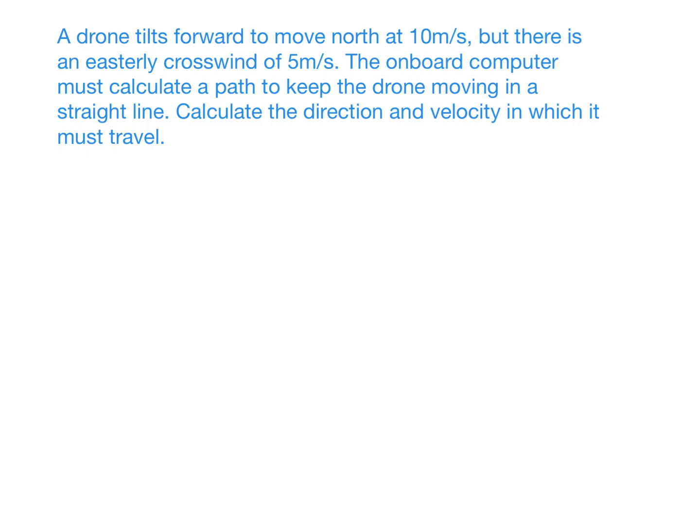In other words, what must the computer tell the drone to do in order that it does move north at 10 meters per second. So let's again start with a diagram. This is how the drone wants to move, or we want the drone to move. We want it to move 10 meters per second in this direction. So this will be represented by the vector 10j. Now, an easterly crosswind means it's blowing towards the east. So this will be represented with the vector 5i.